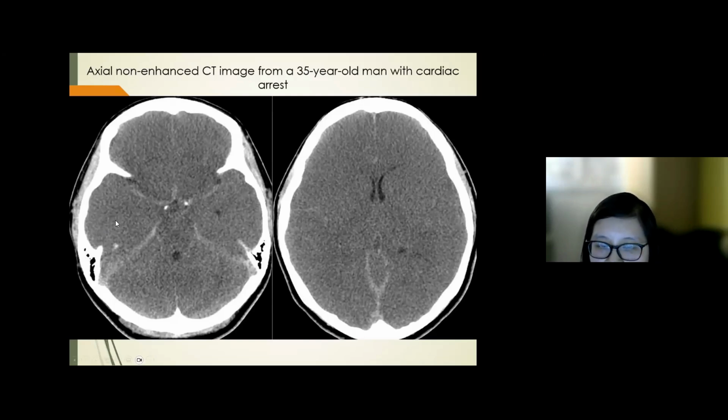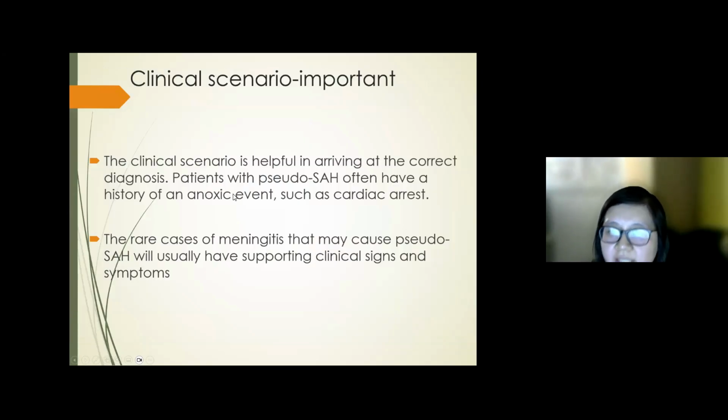This CT image is actually taken in a 35-year-old patient post cardiac arrest. So the clinical scenario is very helpful to come to a correct diagnosis. A patient with pseudo-subarachnoid hemorrhage often has a history of anoxic events such as cardiac arrest, and the rare causes like meningitis will also have supporting clinical signs and symptoms.